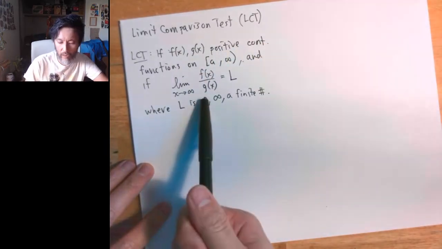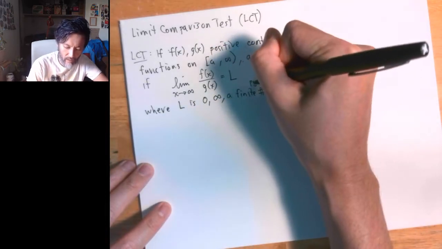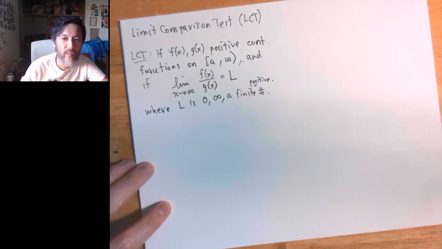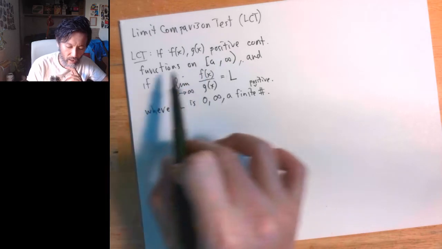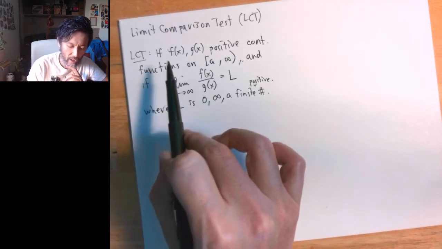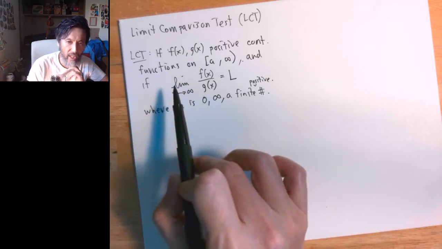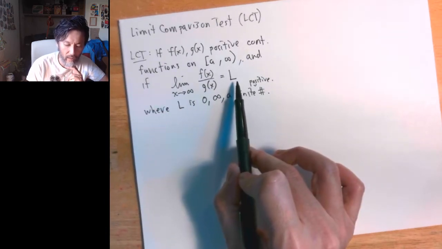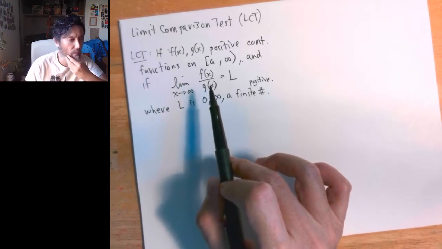Okay, I mean 0 is also a finite number, let me say a finite positive number, to distinguish these three cases from one another. So if we have this situation where we have these two functions, f of x and g of x, and the limit as x approaches infinity of f of x over g of x is equal to L, then we can make the following deductions.